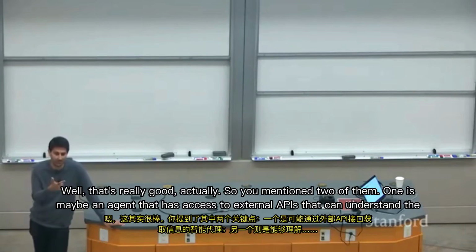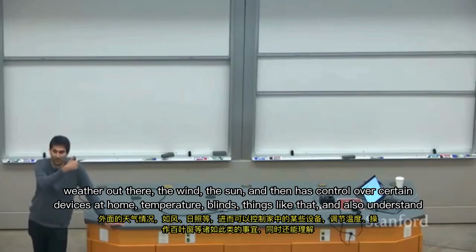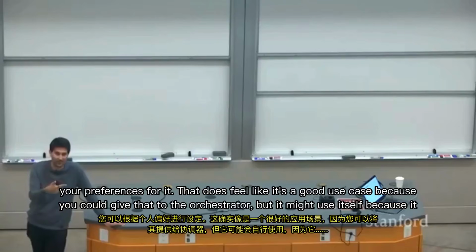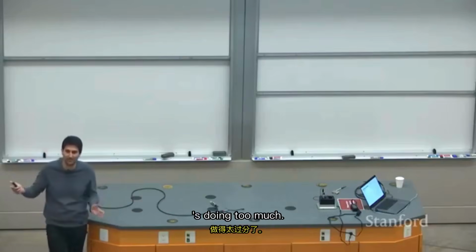Well, that's really good, actually. So you mentioned two of them. One is maybe an agent that has access to external APIs that can understand the weather out there, the wind, the sun, and then has control over certain devices at home, temperature, blinds, things like that, and also understands your preferences for it. That does feel like a good use case, because you could give that to the orchestrator, but it might lose itself because it's doing too much.